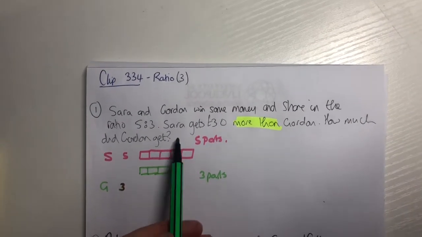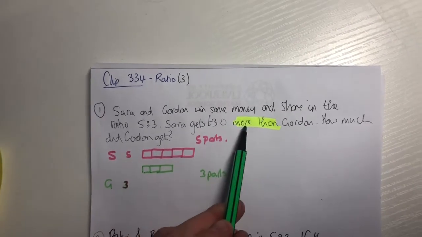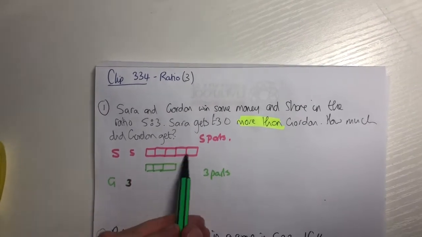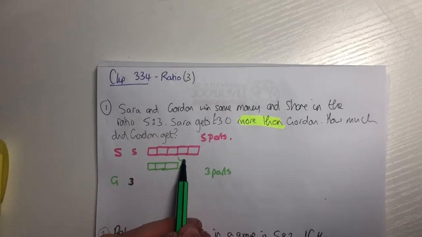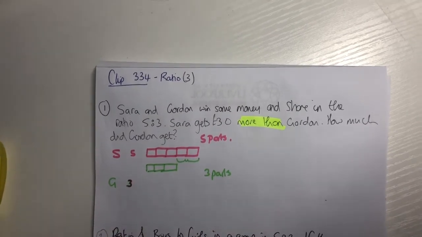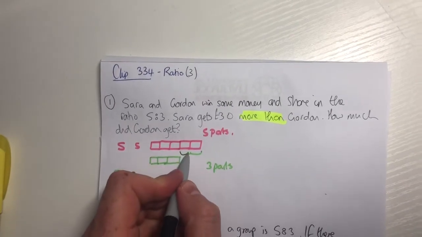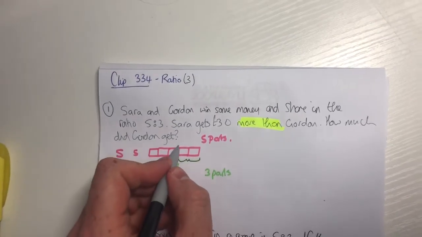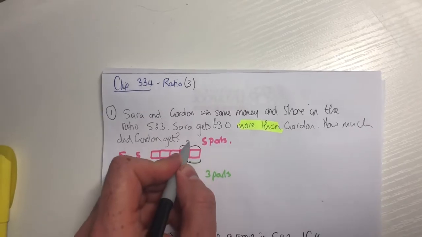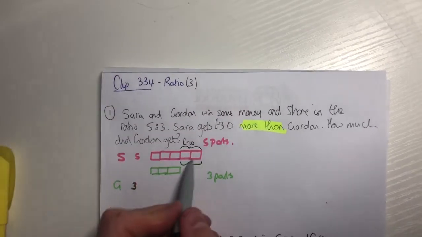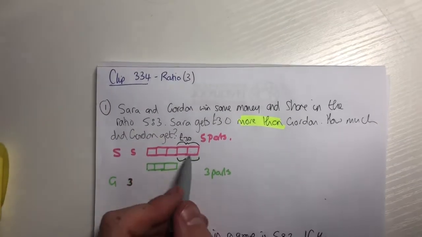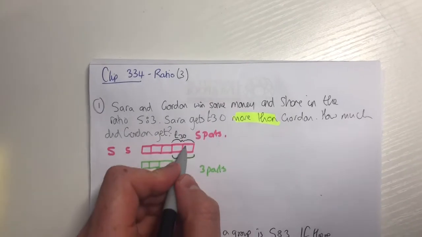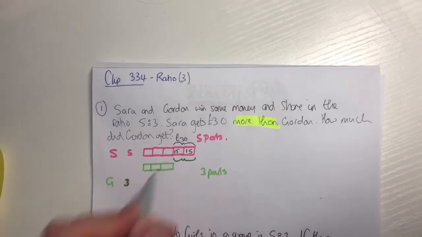So it says Sarah gets £30 more than Gordon. So you can see from this diagram, this is the bit that's more than. So this is what Sarah's got more than. So this is what, well, it says in the question that is £30. But there's 2 parts there. So what's each of those parts? Well, each of those has to be 15, doesn't it, to make 30.